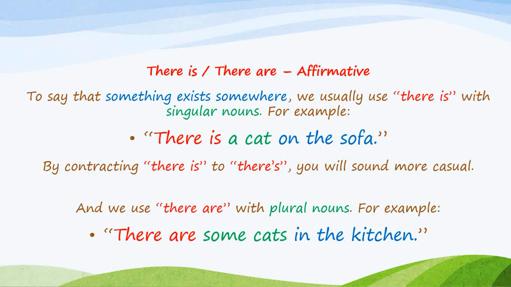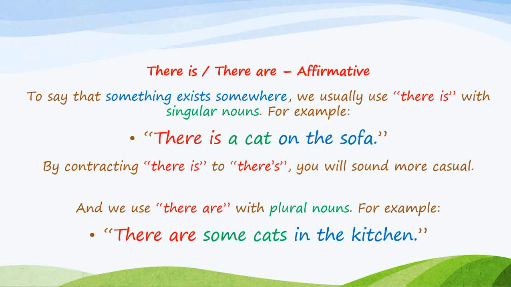There is and there are in affirmative form. We use them to say that something exists somewhere. And we usually use there is with singular nouns. For example, there is a cat on the sofa. We're talking about a cat, which is a singular noun.